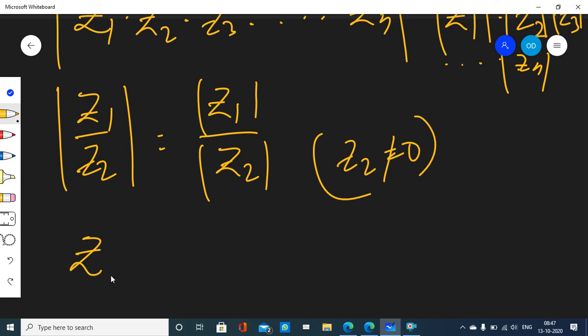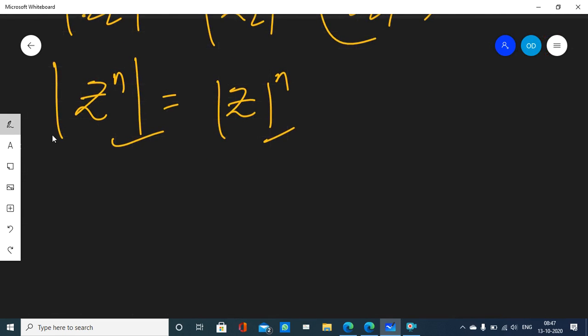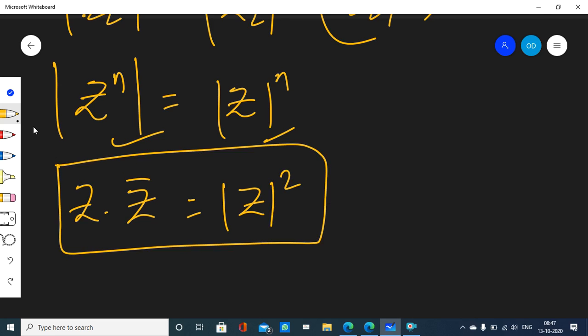And we also know that if z is a complex number, we take its power n and then take its modulus, it is the same as first you find its modulus, then you take its power n. Then this we have already discussed, that z into z conjugate is equal to mod of z square. It is a very important property that you have to remember.